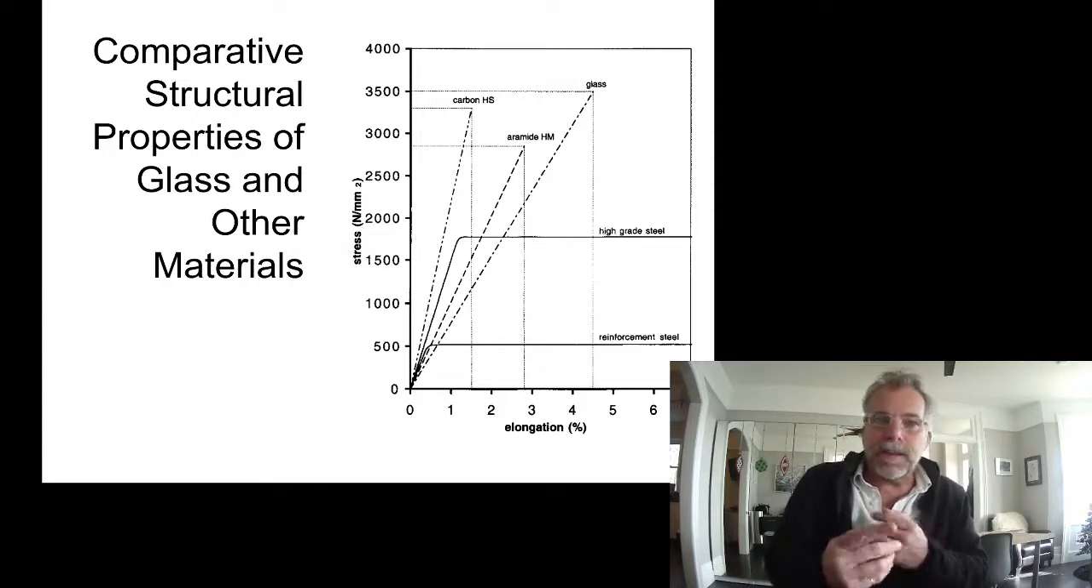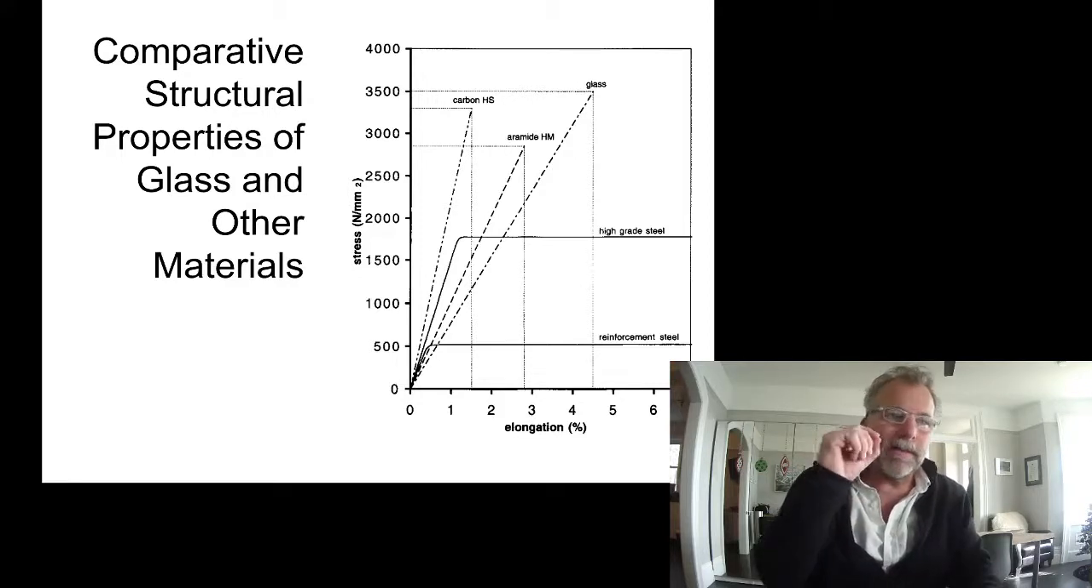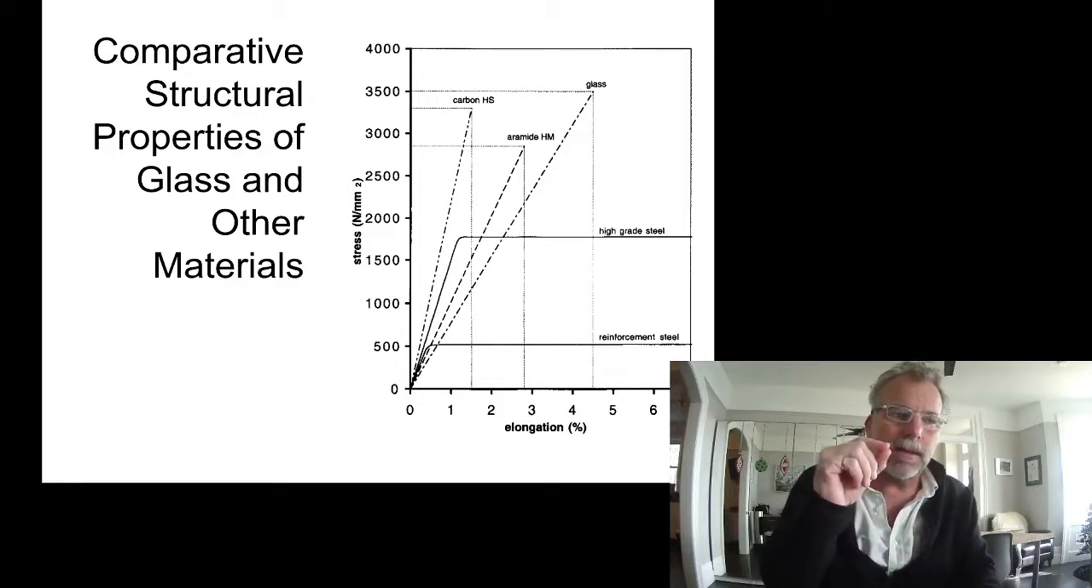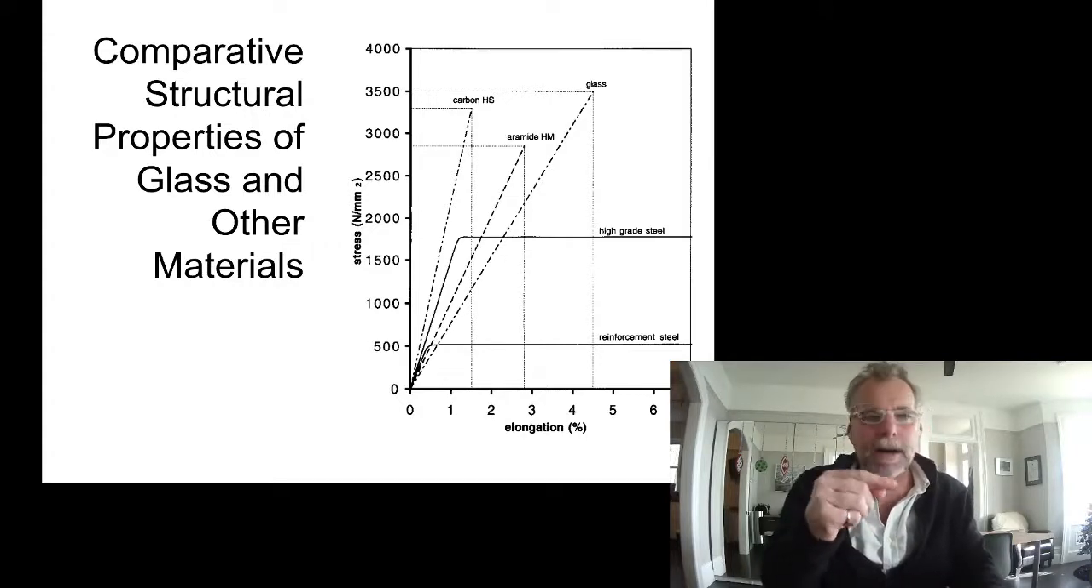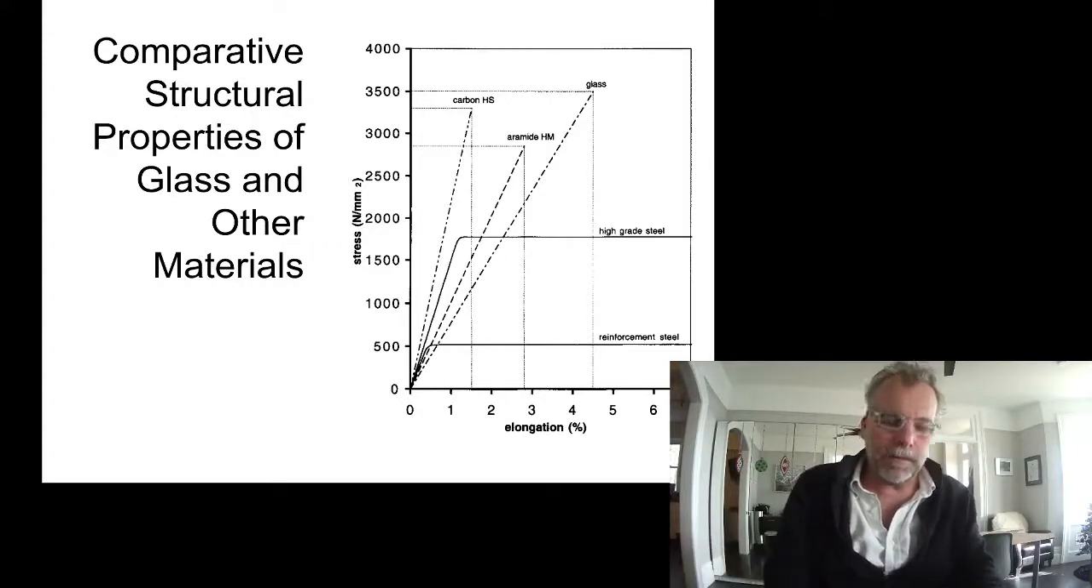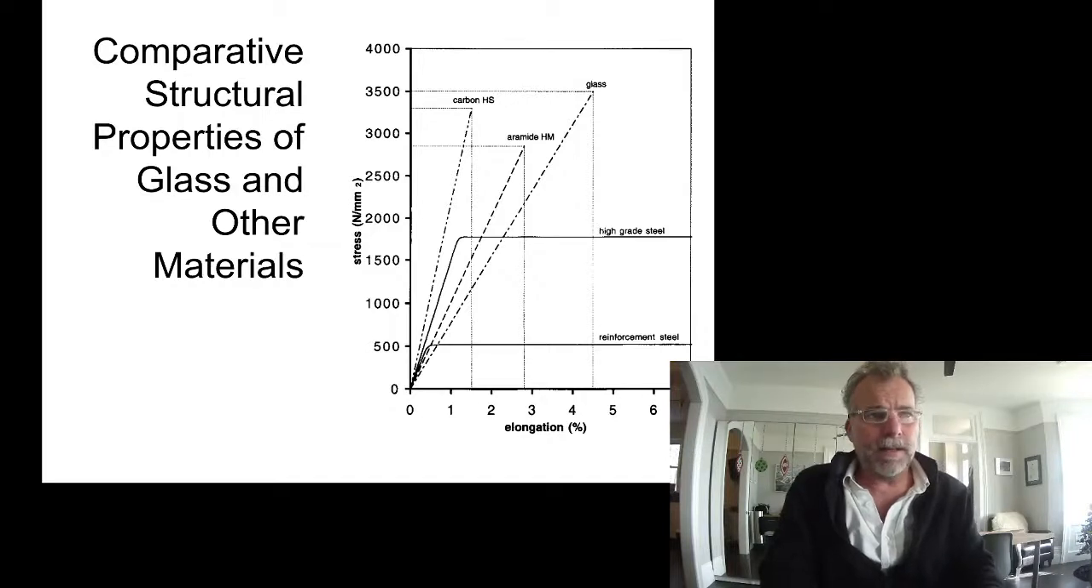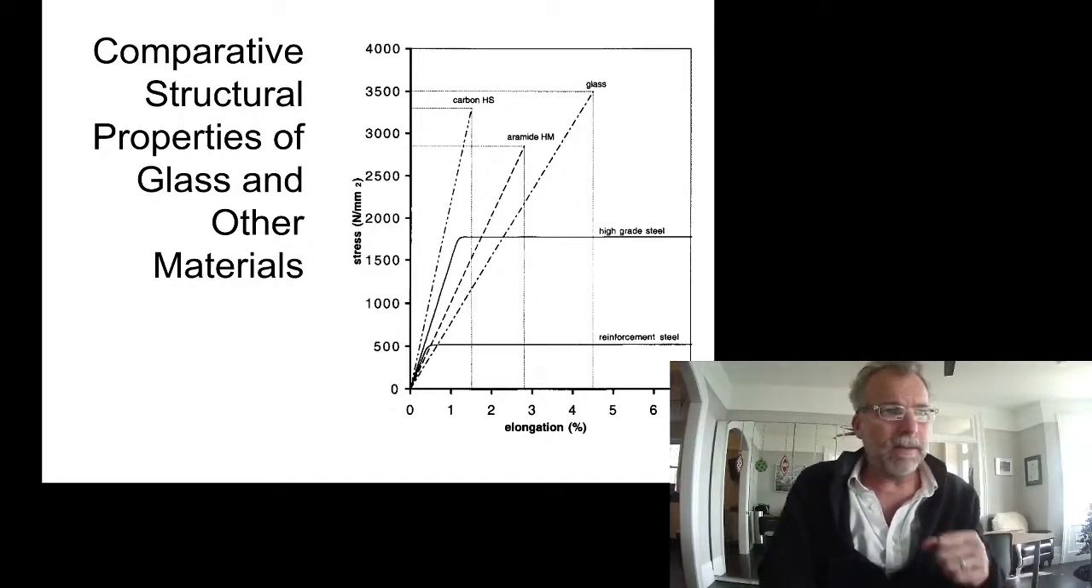Fiberglass solves that problem by giving you glass in tiny little fibers, and the reason why that's effective is that you don't get crack propagation from one fiber to the next. So with fiberglass, the useful strength is actually much higher than solid glass.